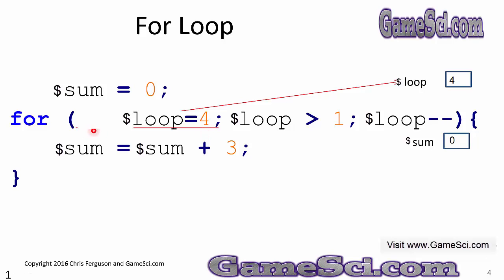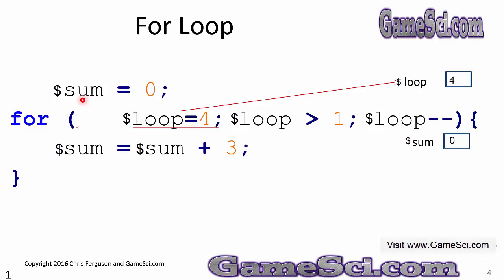I can declare the variable here if I want. Loop is my iteration variable. It's going to control how many times I spin the loop. I can declare it here. If I do declare it inside the for loop, the variable loop is only good inside this for loop.